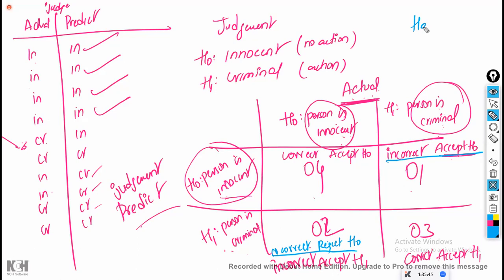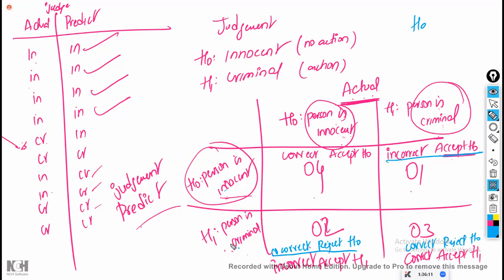Everything we have to say in terms of H0. Whether the word is accept or reject, whether correct or incorrect, everything we have to say using the H0 only. So now what is this one then? Correct rejection of H0. Correctly, you are rejecting the H0. Rejecting H0 means you are accepting H1 only.